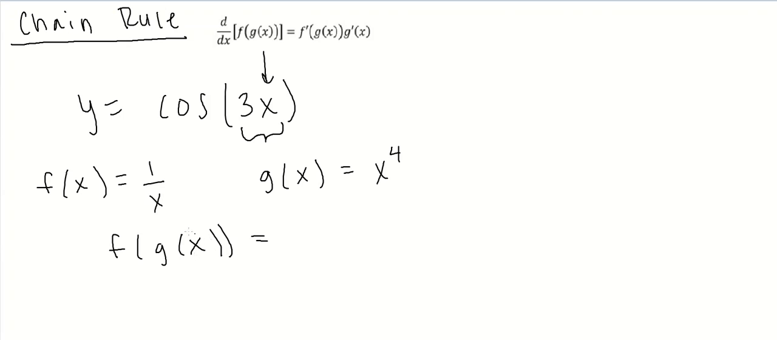So what this would look like is we'd have the function f of x, which is 1 over x, but instead of plugging in an x value, we are going to plug in the function g of x. And the function g of x is x to the fourth. So if we plug in x to the fourth for x into this function, we're going to end up with 1 over x to the fourth. So this is the whole idea behind a composite function, is that we plug one function into the input of another function, and so we can identify an inside function and an outside function.